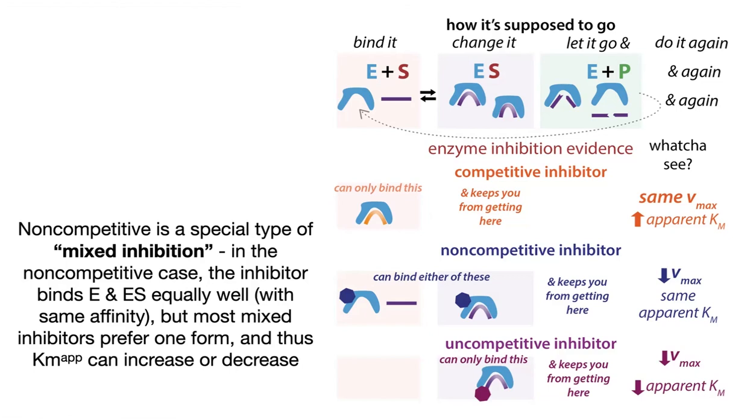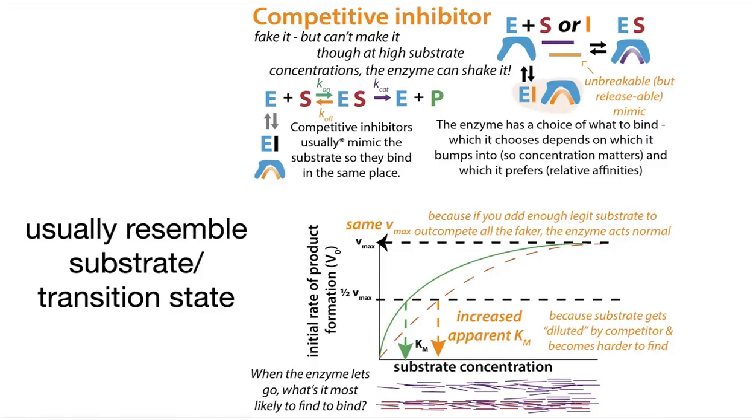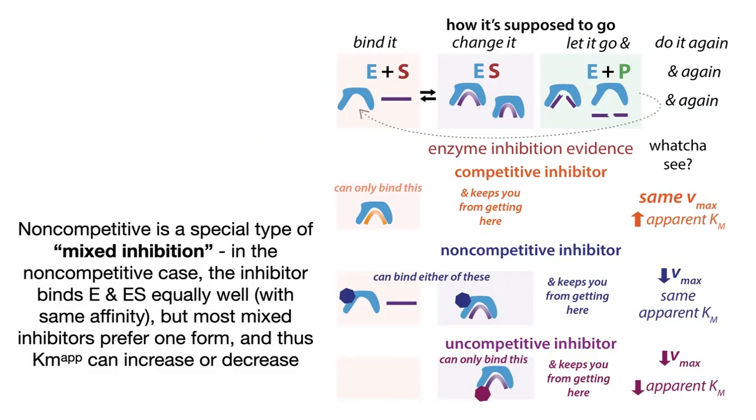And so remember on our Michaelis-Menten curve, we have substrate on the x-axis. If we have enough of that substrate, we can finally compete out the inhibitor. And so we're going to get to the same Vmax, but it will take us more of our substrate to get there. So it's like we have a lower affinity. That is, we have an increased apparent Km. So a competitive inhibitor, we can compete it out with substrate.